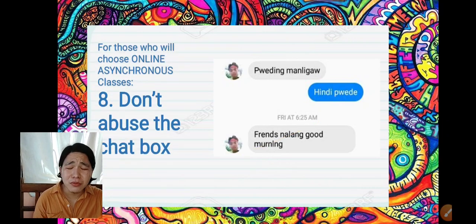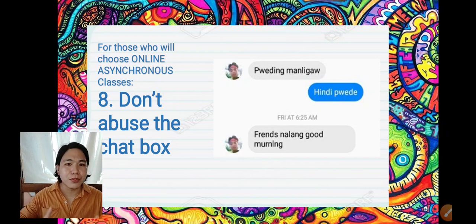Please, don't abuse the chat box. Most especially, some students would mind it personally. But please, don't abuse it. Of course, there are some times when I'm fond of throwing jokes. I think that would be okay for me. But when we are discussing something serious like this, please avoid abusing the chat box.